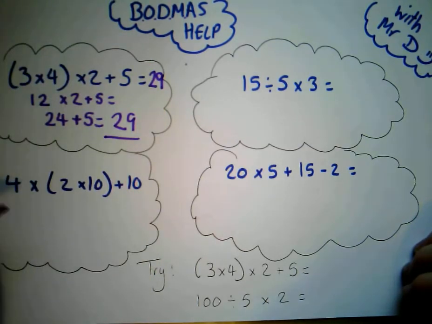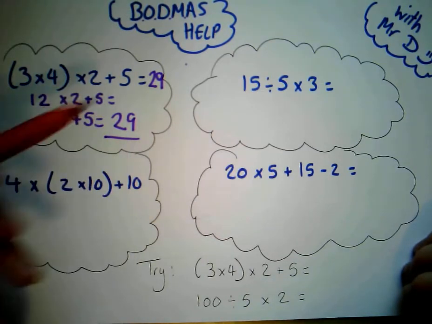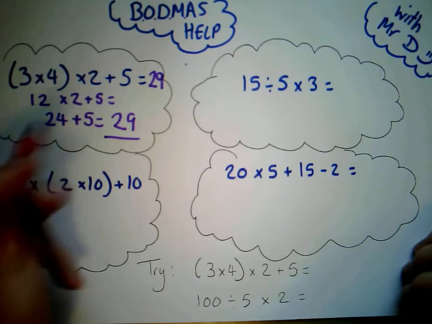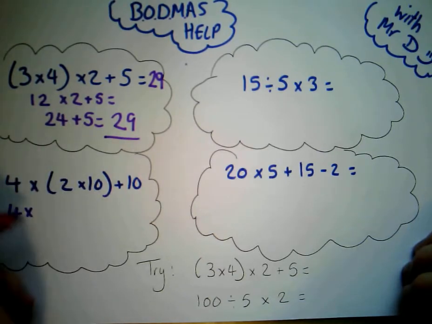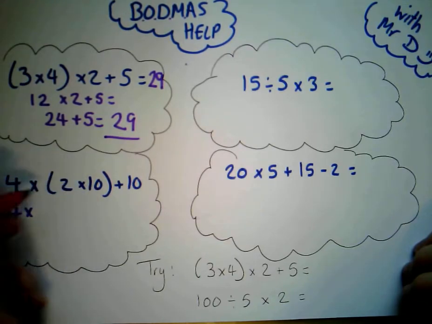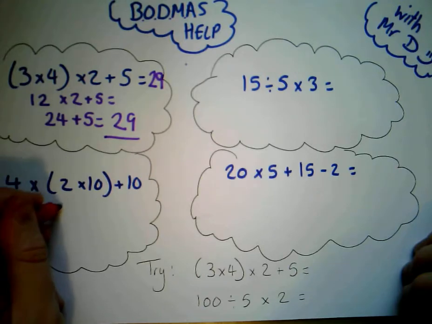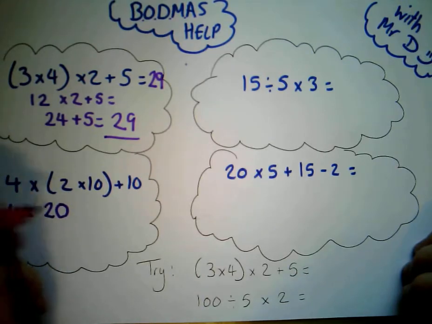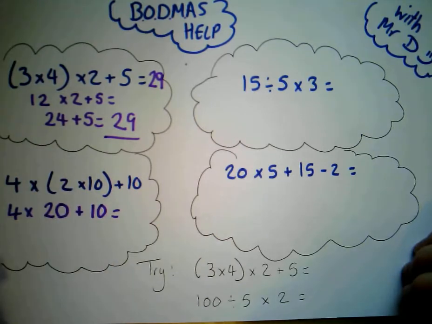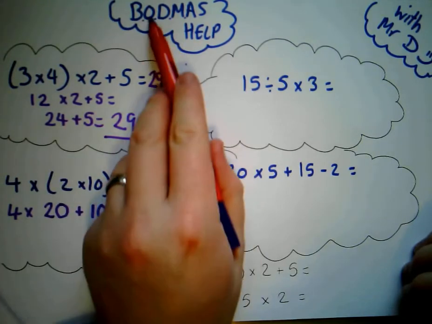Okay, now this time the brackets aren't at the beginning, but we still follow the right order because that's the order we solve in. So we write out the first bit again, 4 times, and we've found the brackets. So 4 times 2 times 10. Well, 2 times by 10 is 20, so I can simply write down 20 there, and then add on the 10.